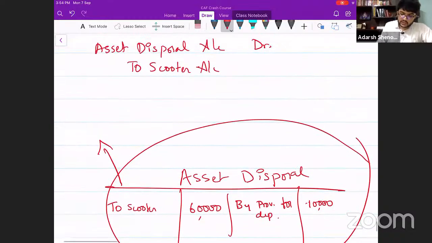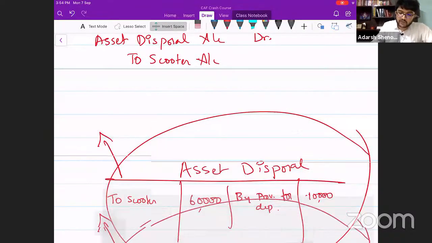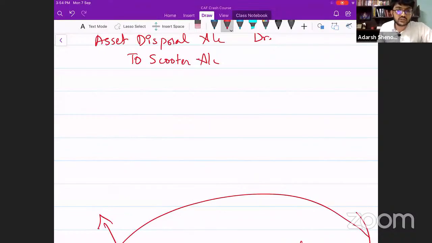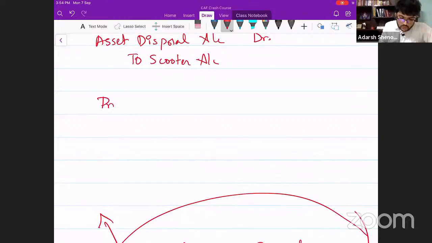So the provision for depreciation account will have a debit balance or credit balance? You already answered that question. It will have a credit balance. So to transfer it, what should you do? You have to debit that account, the provision for depreciation account, to the asset disposal account.